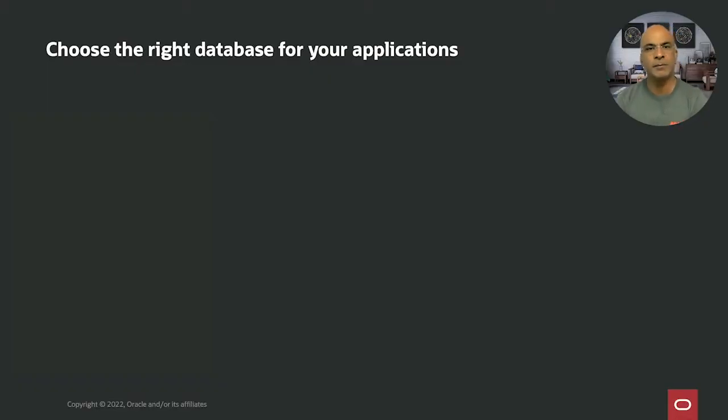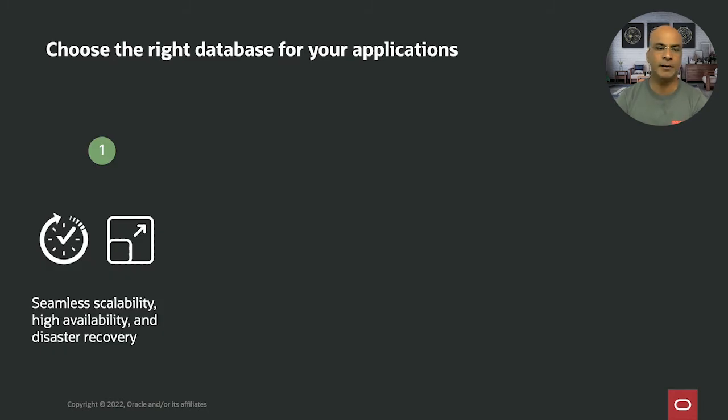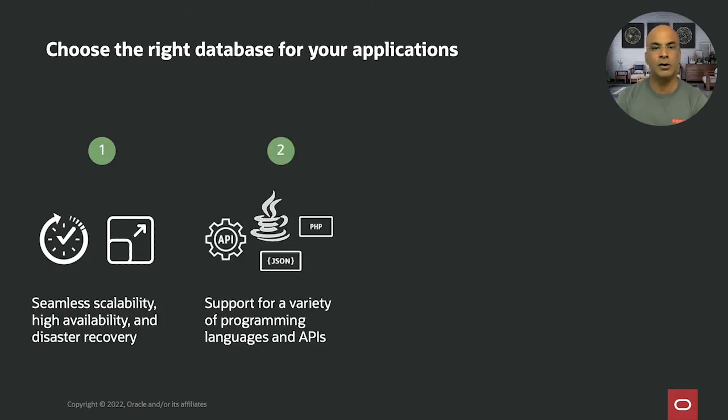So how do you simplify your application development? Well, it all starts by making sure that you choose the right database for your application. You want the database that you choose to provide some features like seamless scalability, high availability, and disaster recovery capabilities. You also want to make sure that the database provides support for a wide variety of programming languages and APIs.